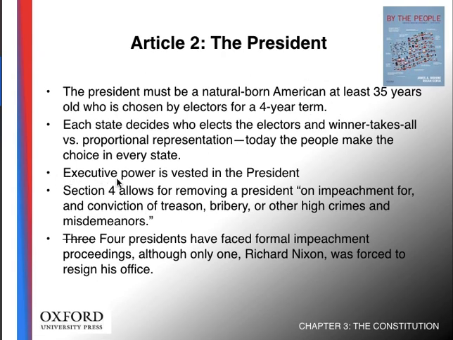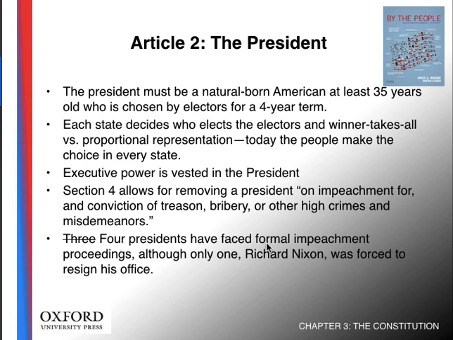The Constitution says that the executive power is vested in the president, so he executes the laws through the bureaucracies. Section 4 allows for removing a president on impeachment for the conviction of treason, bribery, and other high crimes and misdemeanors. Some of these high crimes and misdemeanors can be defined by Congress, but during the time that the framers wrote the Constitution, they were considered anything that is the abuse of the power of the presidency, its office.